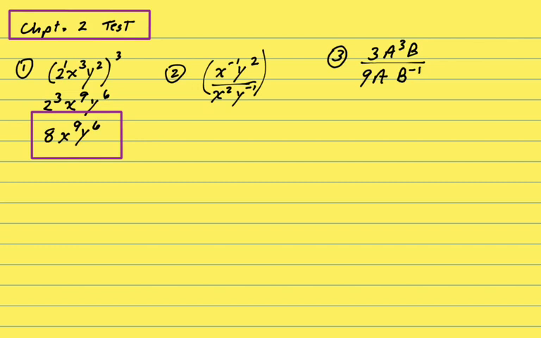Okay, on number 2, I usually move the negative exponents or subtract them. So I see there's a y squared on top and an x squared on the bottom. I see an x to the negative 1 on top, it will go to the bottom and become positive. I also see a y to the negative 1 on bottom, it'll go to the top and become a positive exponent. So 2 plus 1 is 3, 2 plus 1 is 3, and 2 plus 1 is 3. So hopefully it's just y to the third over x to the third.